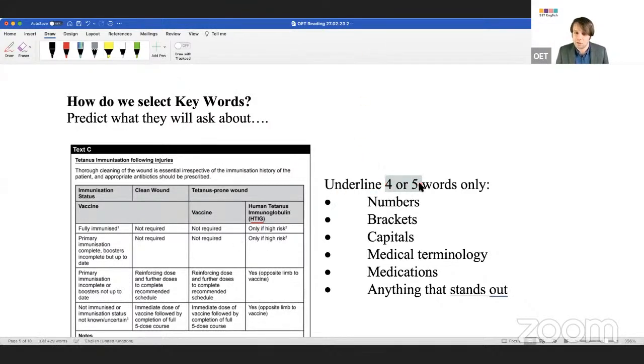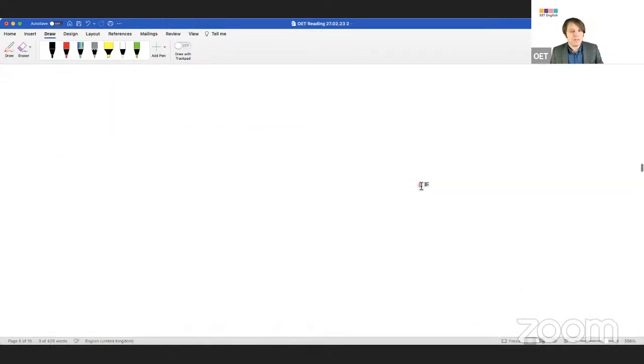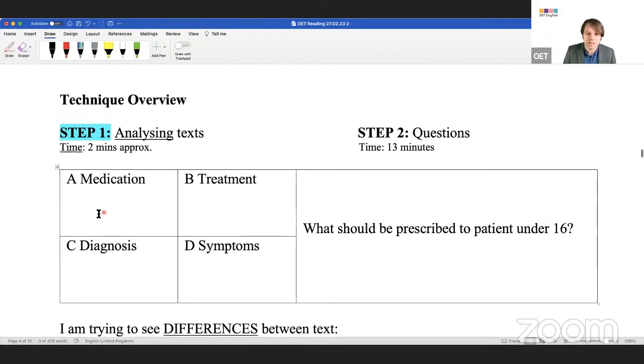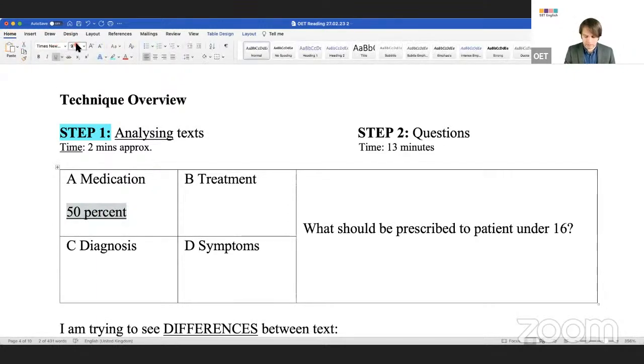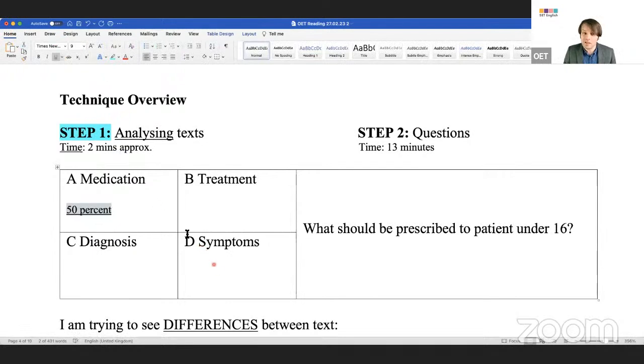5 things. Okay. Now, remember, we're doing this because we're trying to differentiate the texts. So, for example, maybe I see here 50% in this one, and I underline this. This is my keyword. That makes sense, everyone? It helps me to differentiate the text a bit, right? Because 50% is here, but it's not here. Does that make sense, guys? All right, so we're just underlining keywords.